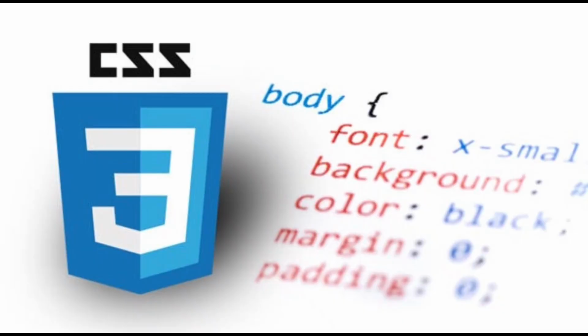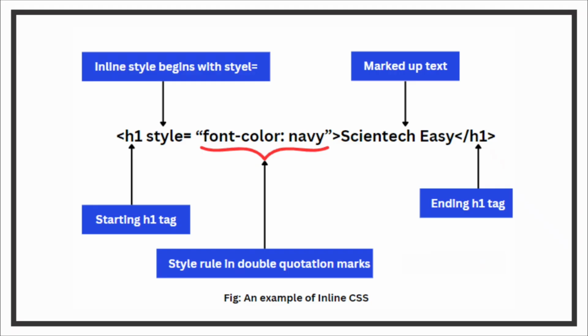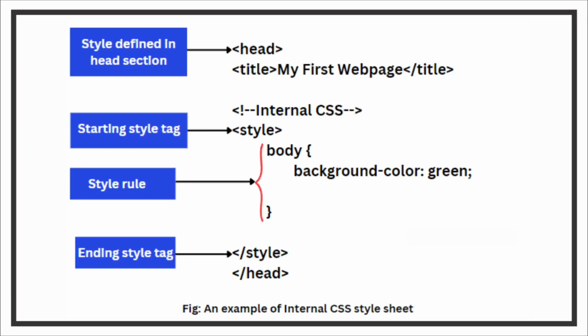Where do we actually put our CSS code? There are three main ways: inline styles, internal style sheets, and external style sheets.